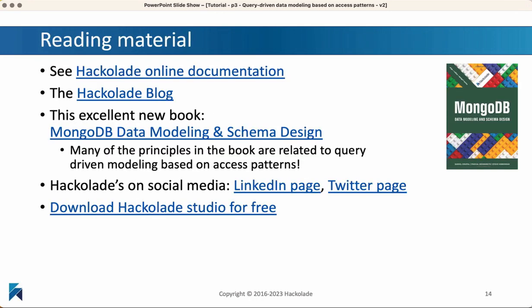So with that, we're going to wrap up this part 3 of our tutorial. Recommended reading, obviously, always available. Again, I'm going to re-emphasize that the MongoDB Data Modeling and Schema Design book is a fantastic asset, not just for MongoDB, but for many NoSQL databases out there.